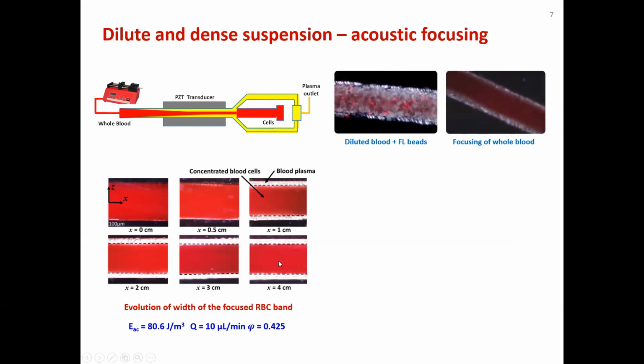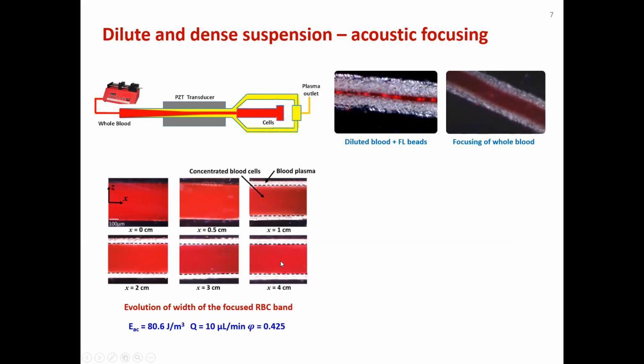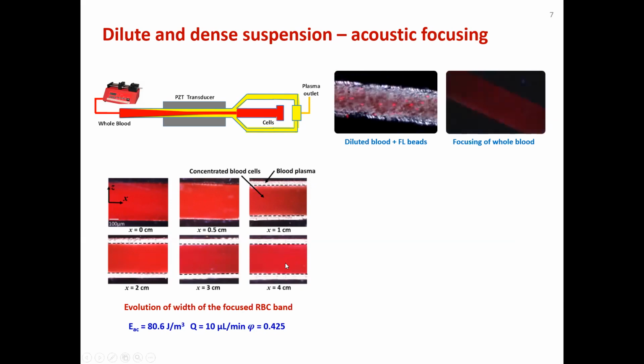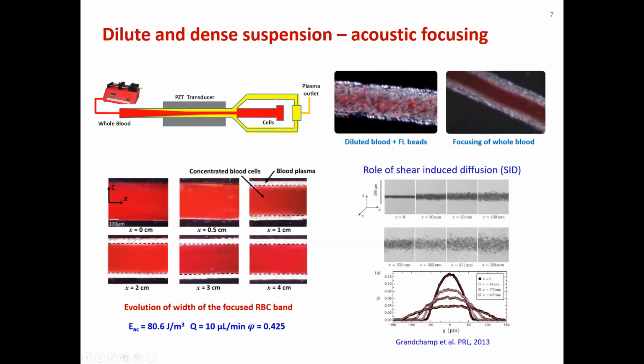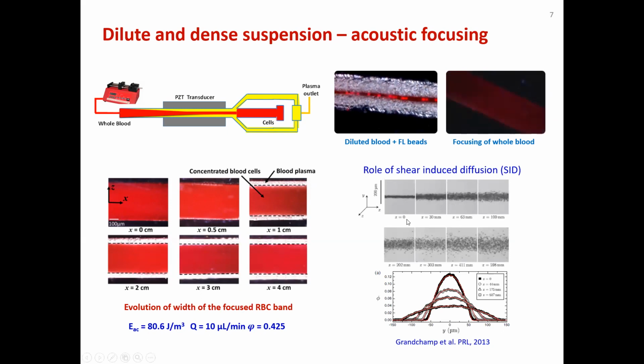And one would see that before it even reaches a maximum packing fraction limit, it actually reaches a steady state, meaning you are not able to further focus these cells closer to each other. So there must be something which actually prevents this. And when we looked at literature, we found that there is something called shear-induced diffusion.